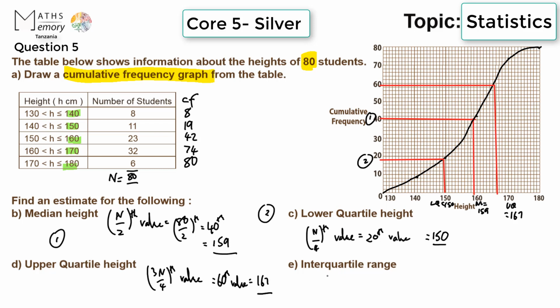Interquartile range, part E, is the upper quartile, let's call this number 3 by the way, take away the lower quartile. Now the upper quartile is 167 and the lower quartile is 150. This is where 50% of the data would lie. All the heights of the people would mainly lie between these two numbers over here. That would be 17. So 17 is the interquartile range for this, the 4th statistic, which is the upper quartile take away the lower quartile.